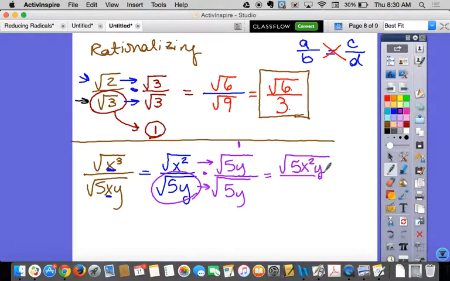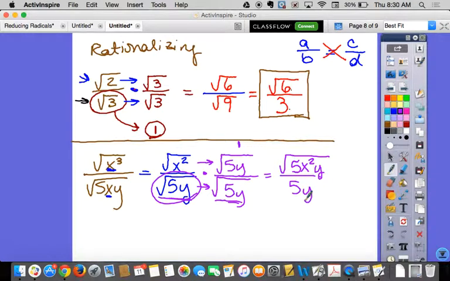Okay, and then when I get down to the bottom, I've got the square root of 5y times the square root of 5y. The more you do this, what you're going to learn is when you multiply a square root of a term times the square root of the same term, guys, what you get is the term that's underneath.